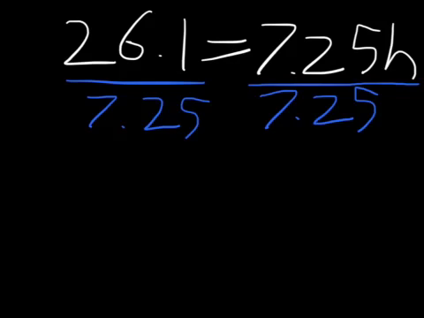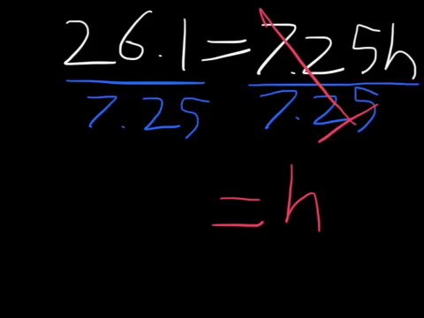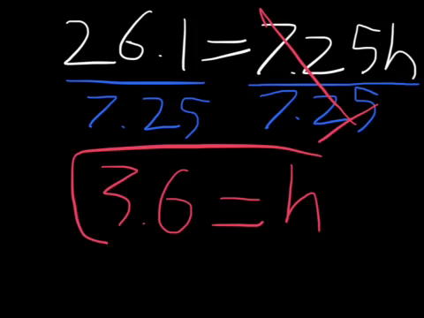Now, over here, all that's left is h, because 7.25 over 7.25 is just 1. 1h, we can also just write as h. And then on the left side of the equation, 26.1 divided by 7.25, you might have to do that math somewhere. Perhaps you would just use a calculator. But in any case, the answer is 3.6. And so the height of that trapezoid is 3.6 inches.